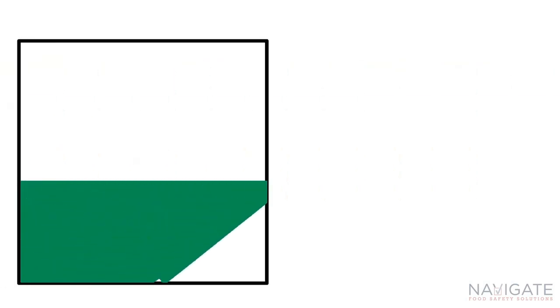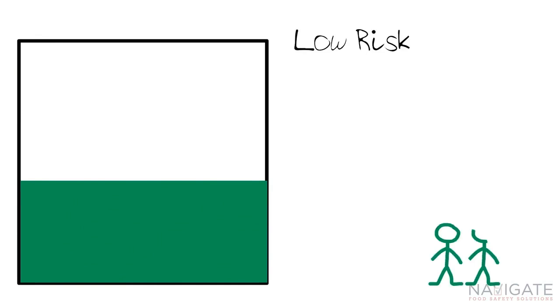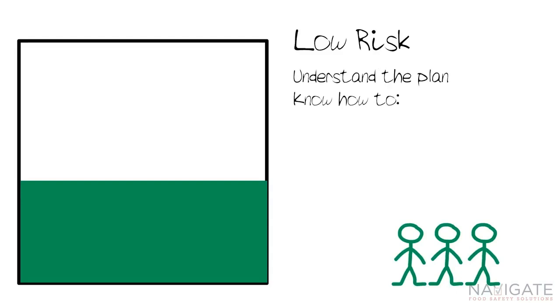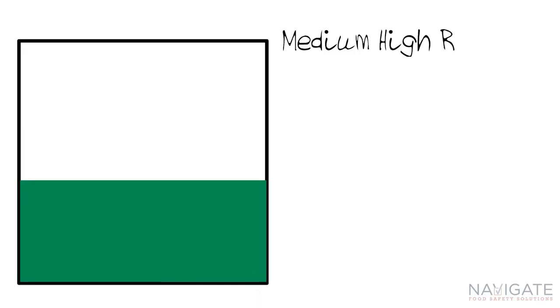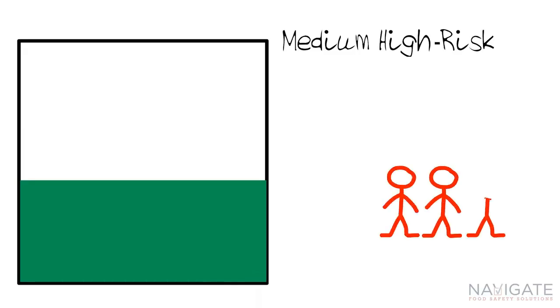For example, teams working in a low-risk plant with a simple process with no critical control point, well, they need to understand their HACCP plan, they need to be able to review that plan once a year, and they need to be able to provide feedback. The point is, they don't need to know much about critical control points or how HACCP applies to a high-risk situation.